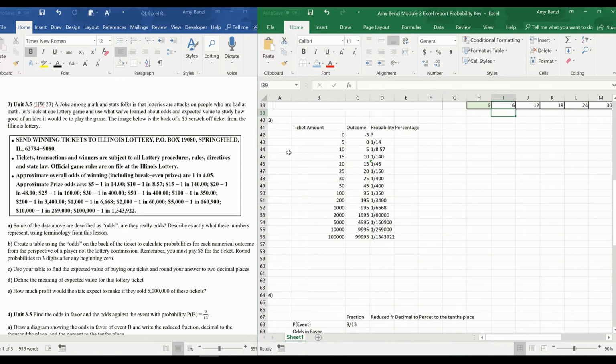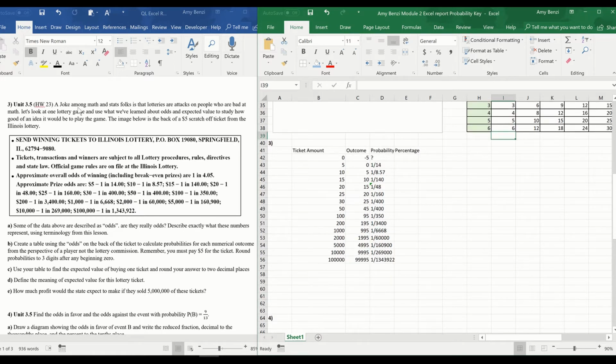Here we are, guys. This is a lottery. This is a joke. This is what the author says. A joke among math and stats folks is that lotteries are an attack on people who are bad at math. So, in other words, what they're saying is if you're bad at math, you're not going to figure out the expected outcome. And that's what this problem is all about, finding the expected outcome. And that might be a good label for number 3, the expected outcome.